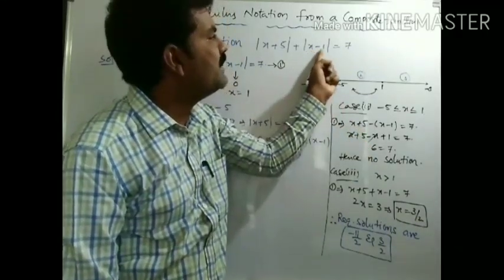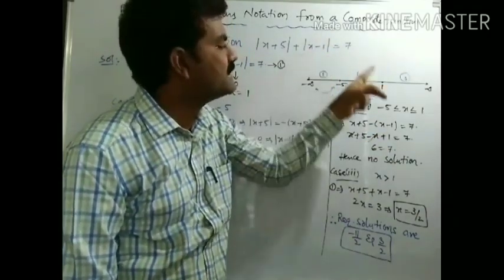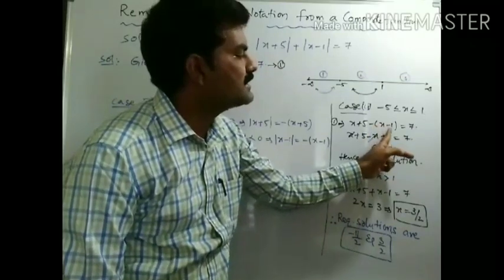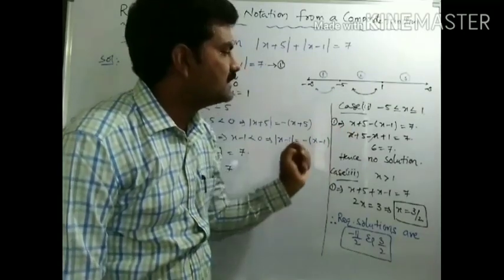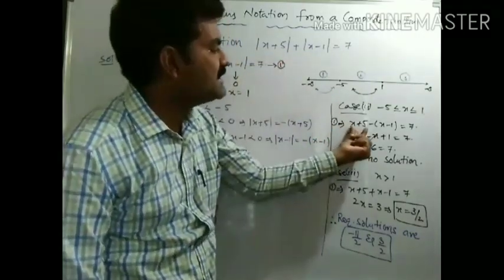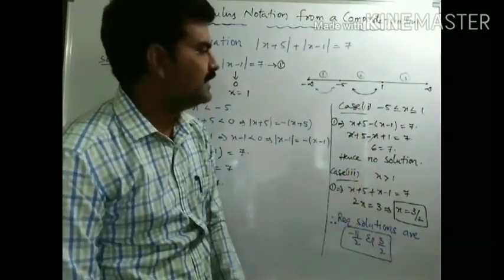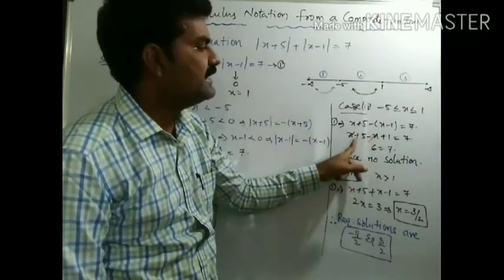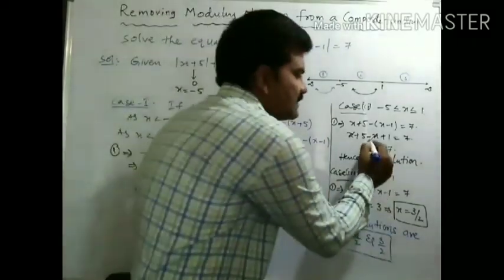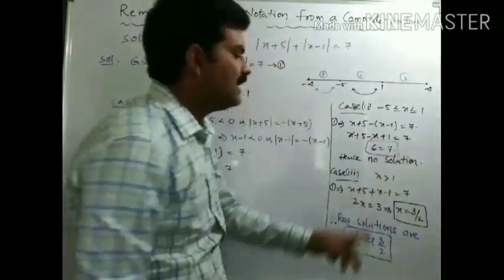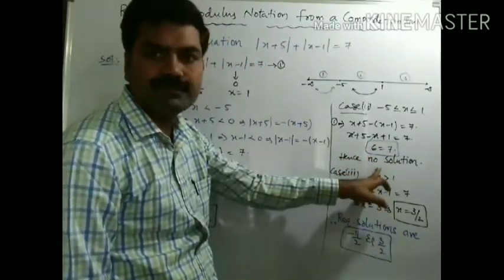And when it is 0, 0 minus 1, this is negative. Hence modulus of x minus 1 will be minus of x minus 1. That is the given condition we considered as 1. Because this is positive, it remains as it is, x plus 5. This is negative, so it becomes minus of x minus 1. Now if you solve, x and x get cancelled, then finally I got 6 is equal to 7. But which never happens. The meaning of such a condition is nothing but there is no solution.